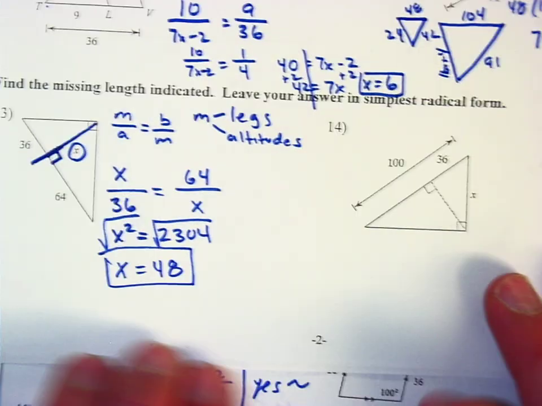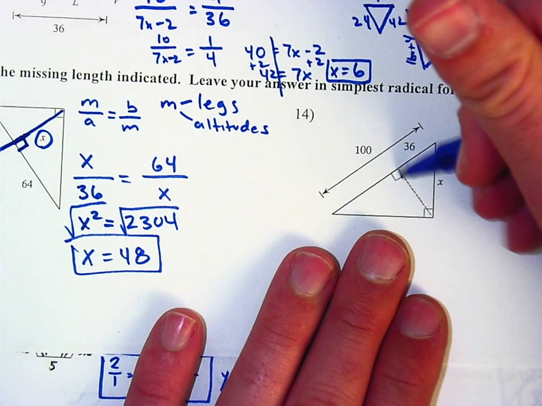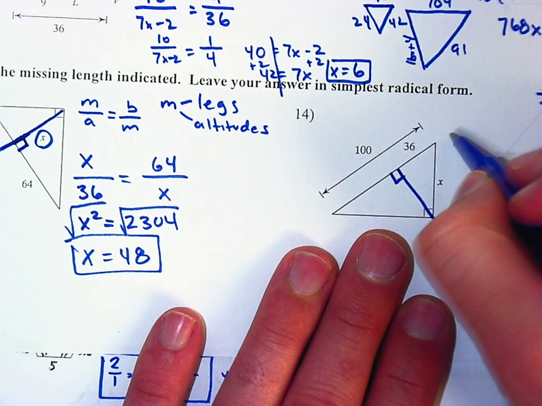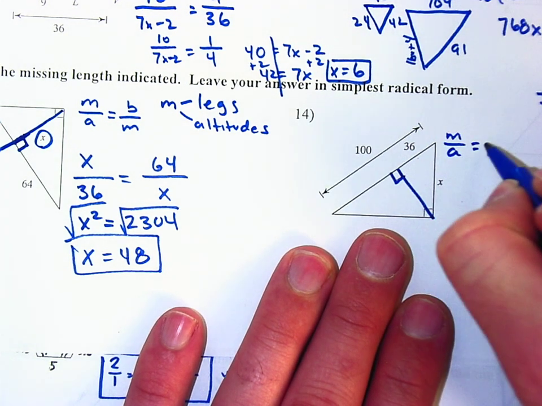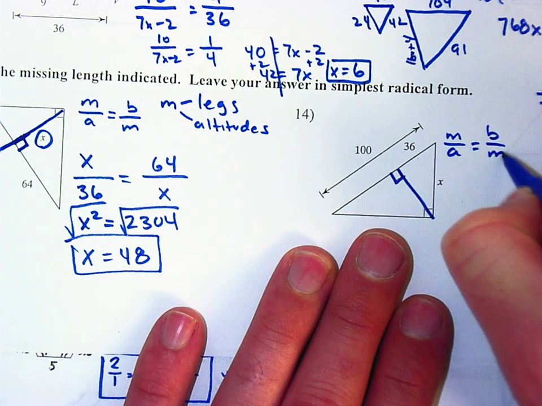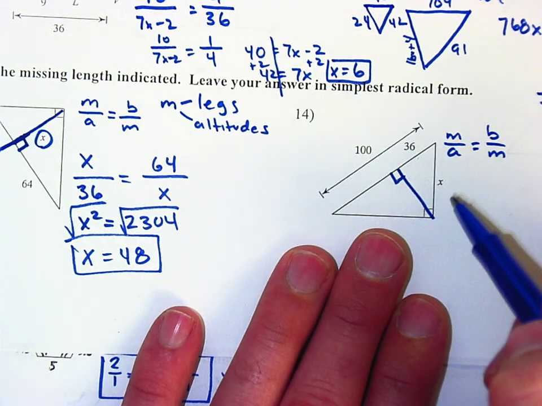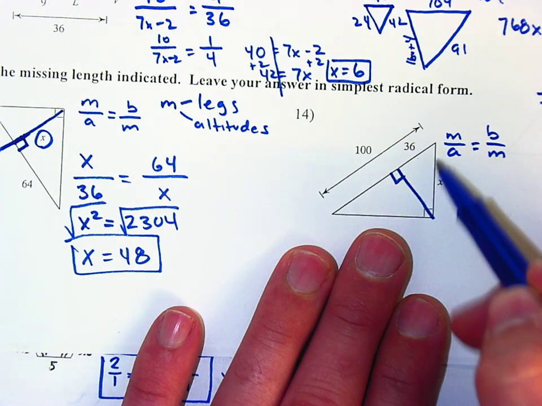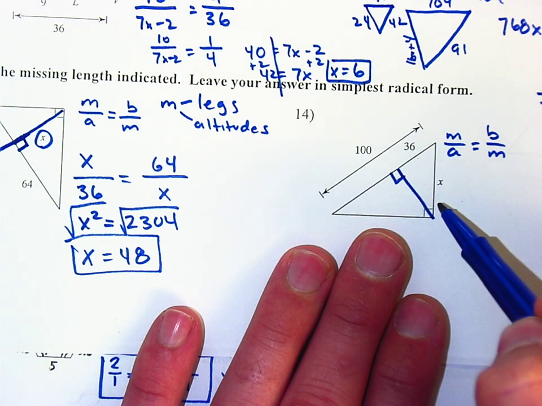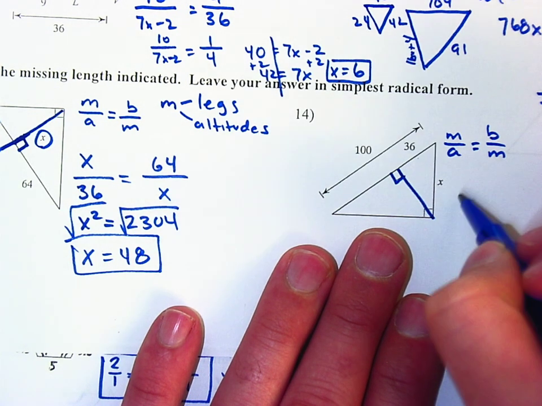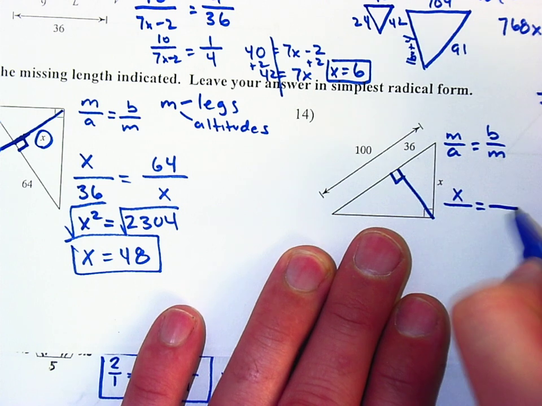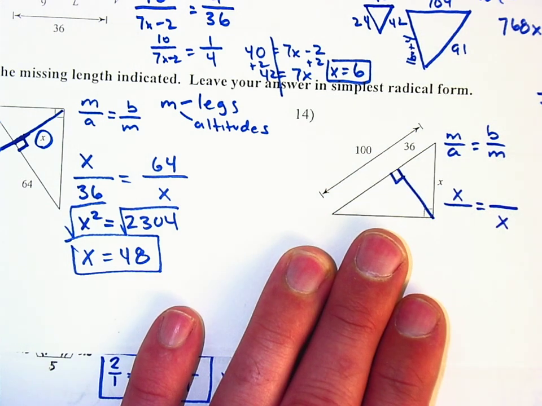So looking at 14, we see that altitude again. And again, we're thinking about our geometric mean formula. But this time, our mean is not an altitude, it's a leg. So it's x over something equals something over x.